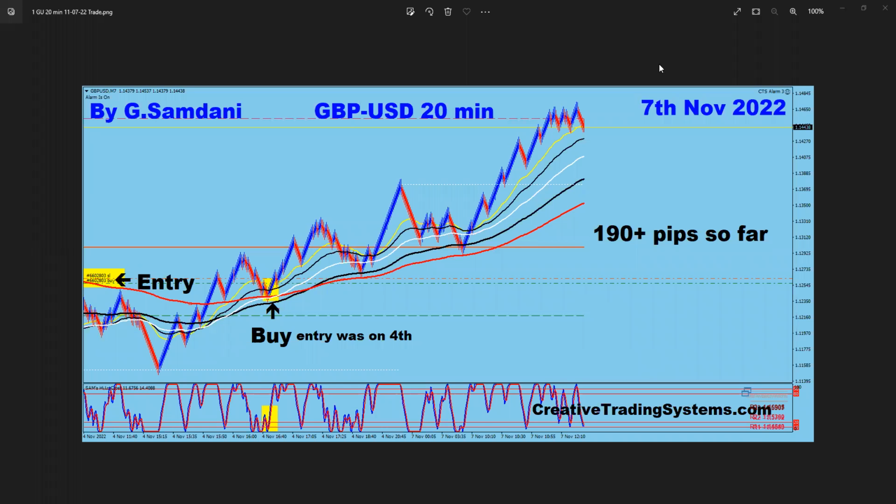Hello everyone. Let me show you the trades taken last week using my system, creative trading system, to take these trades. So let's get started. The week started on the 7th of November.